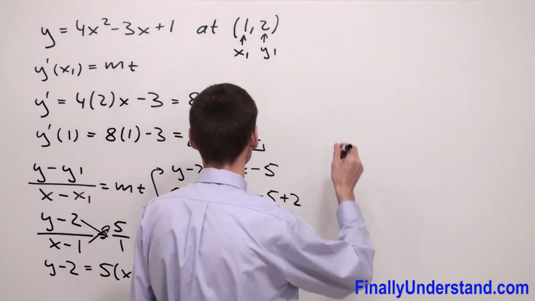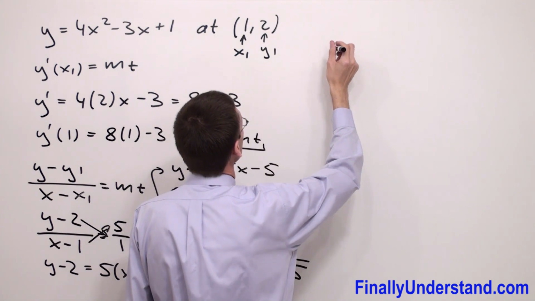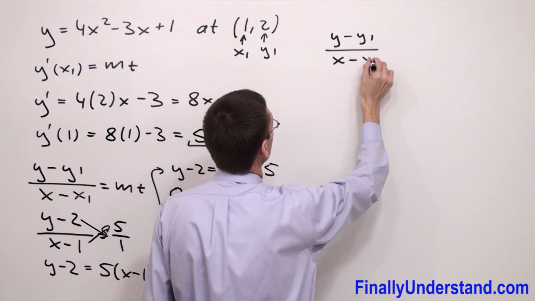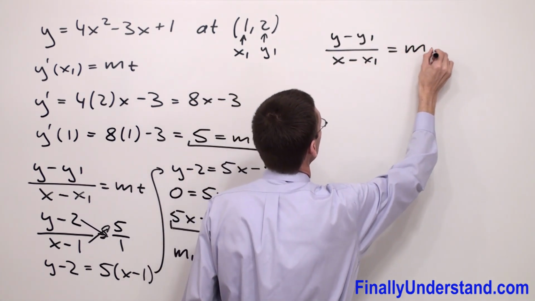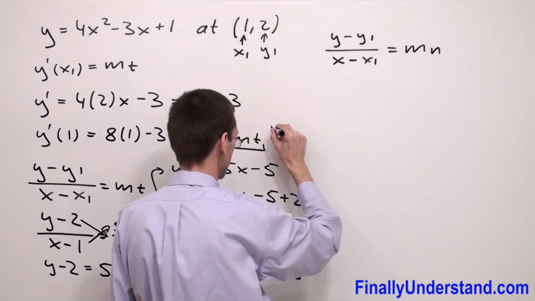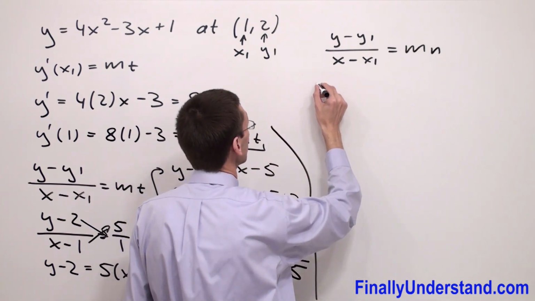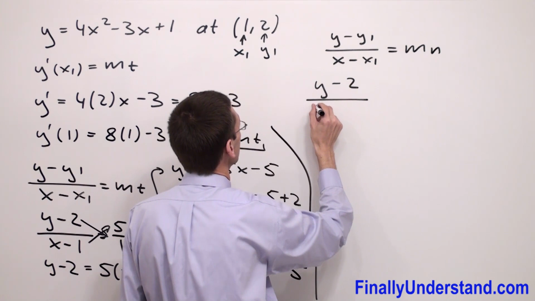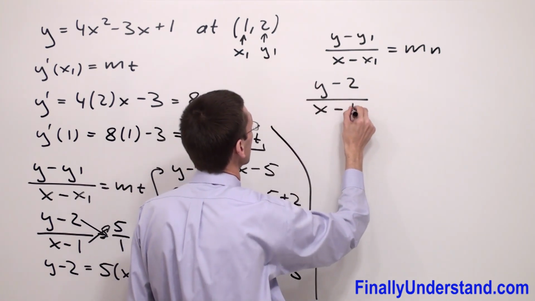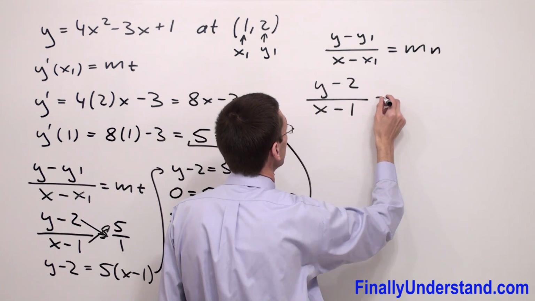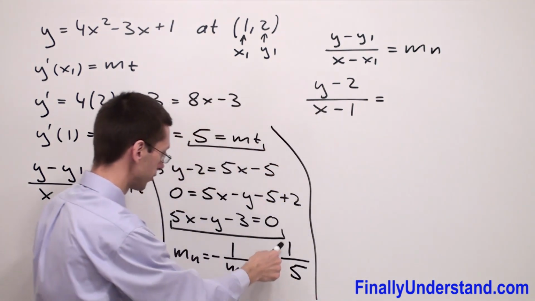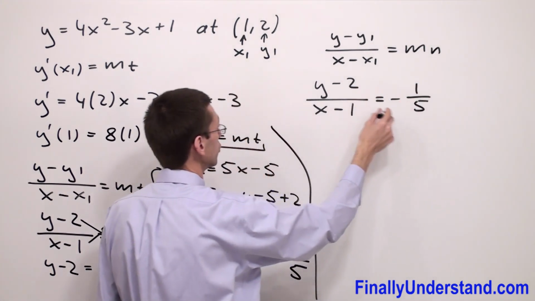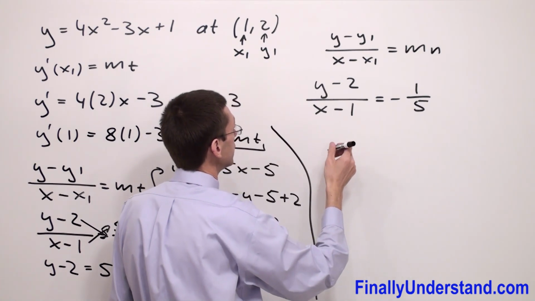So next, I'm supposed to again use point-slope form, which says (y minus y1) over (x minus x1) is equal to the slope of the normal. So I have y minus y1, which is 2, over x minus x1, which is 1, and this is equal to negative 1/5. Again, I'm supposed to perform the cross multiplication.